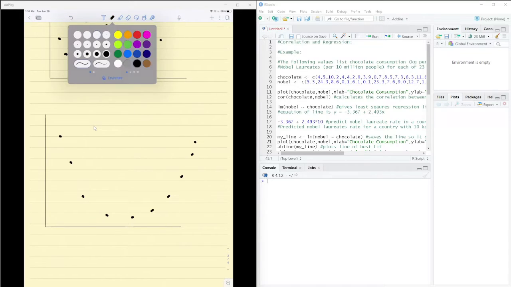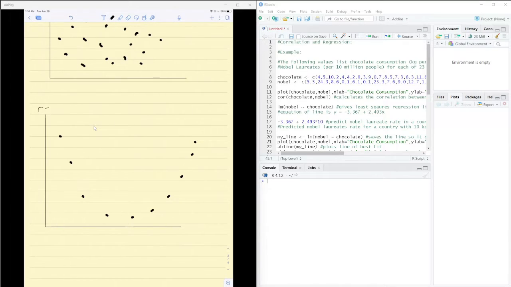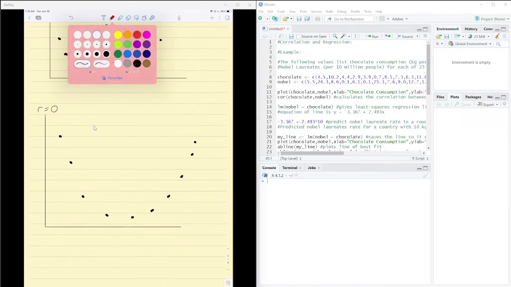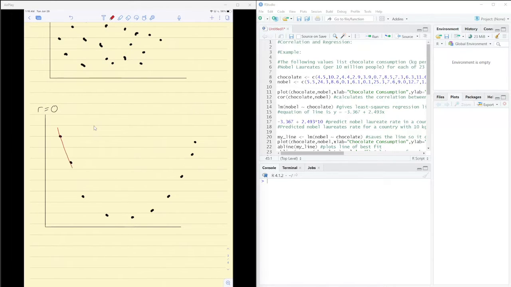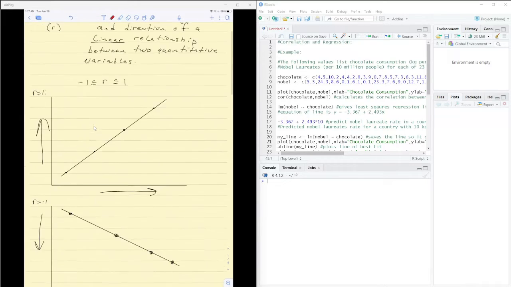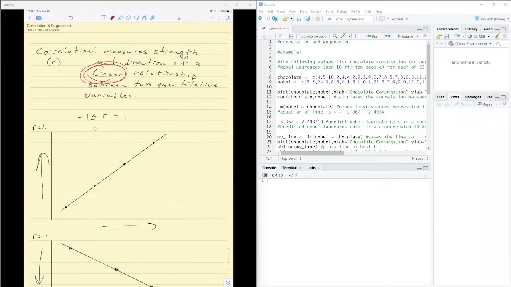So if you were to calculate the correlation of this, my guess is it would be very close to zero. Not exactly zero. It's hard to get exactly zero correlation. But there is a relationship between these two variables. It's just a parabola. It's a quadratic relationship, not a linear relationship. Remember, this only measures linear relationship.